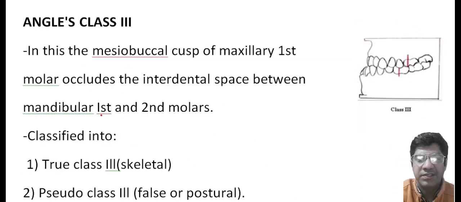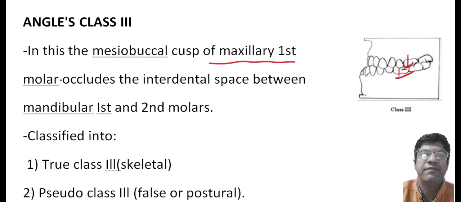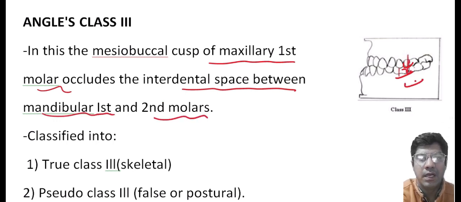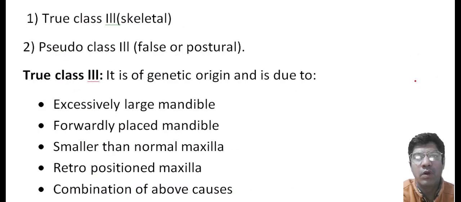The other is the class 3 malocclusion. The mesiobuccal cusp of the maxillary first molar will occlude mesially to the buccal groove of the mandibular first molar. So here the mesiobuccal cusp of the maxillary first molar occludes in the interdental space between the mandibular first and second molar. It can be divided into true class 3 or pseudo class 3.